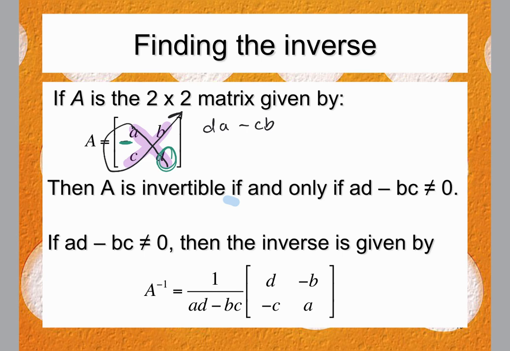To do the shortcut, we put 1 over the determinant, the difference of that product, and then you multiply it by your modified matrix. The way we modify it is we switch the A and the D, so D goes in the top left, A goes in the bottom right, and we change the signs on the other two. You don't move them, but you change the signs. This sounds very complicated, but I promise you if you practice it 3-4 times, you've got it down. It's way easier than what we were doing before. But again, it only works on a 2x2.